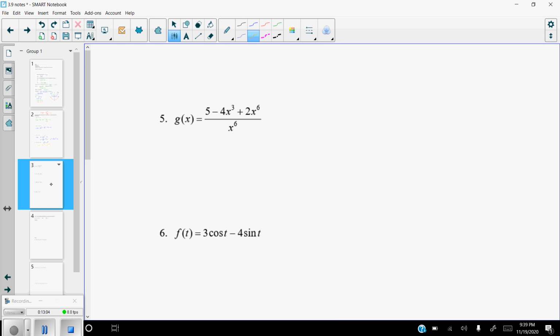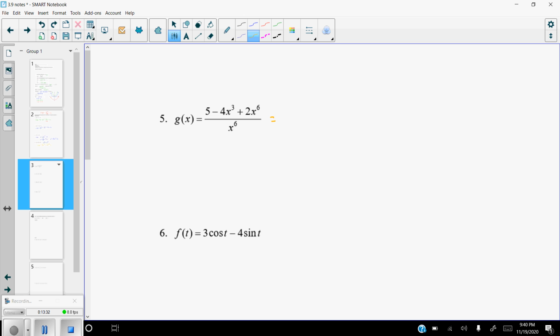More examples. Now, g of x is a little bit different because it's a quotient. And while there are going to be some future rules that we can use to do quotients, in this case, we actually can't. We're not going to be able to use anything here to do this simply. So what we have to do is do a little algebra up front. We're going to divide every term by x to the 6th.